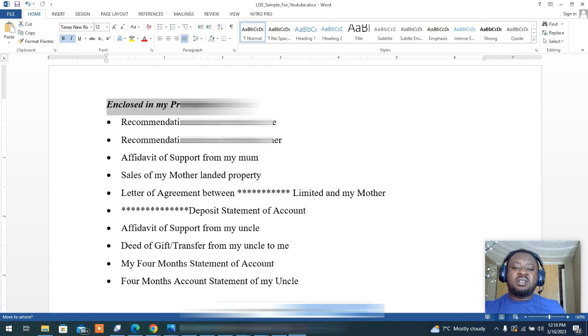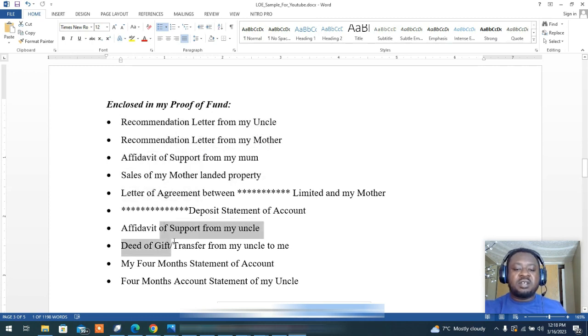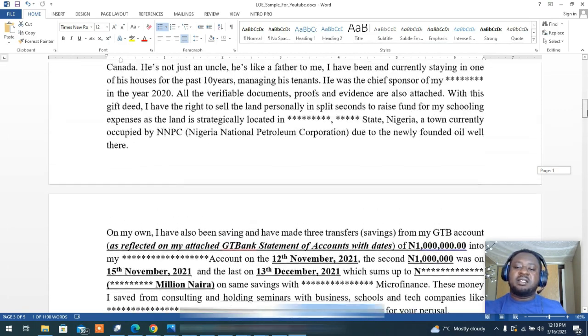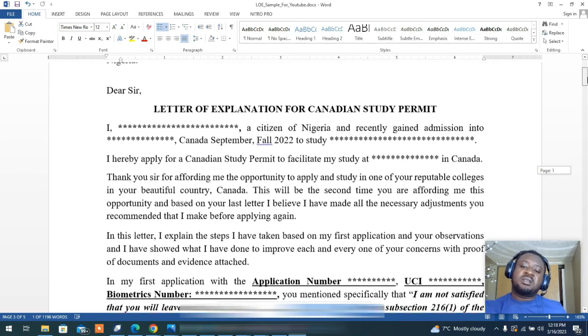We have another document that is called proof of fund, that has all your assets, your account statement, and the rest. So in my proof of fund, I added my recommendation letter from my uncle, and my mom's affidavit. You can see all that I included. Are you seeing it? This is how I did it. You can see how detailed and robust it is.